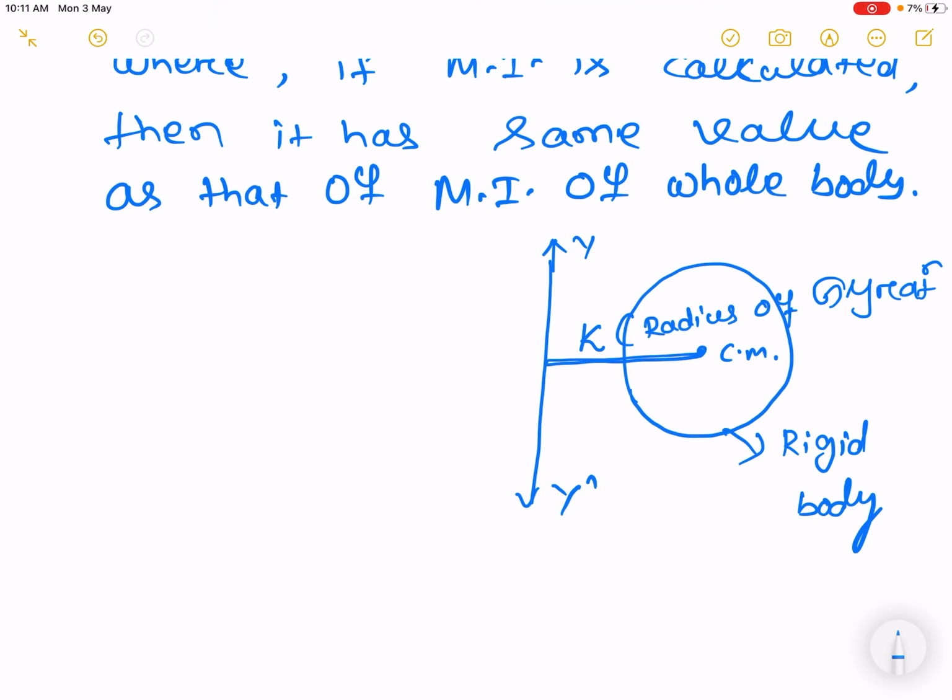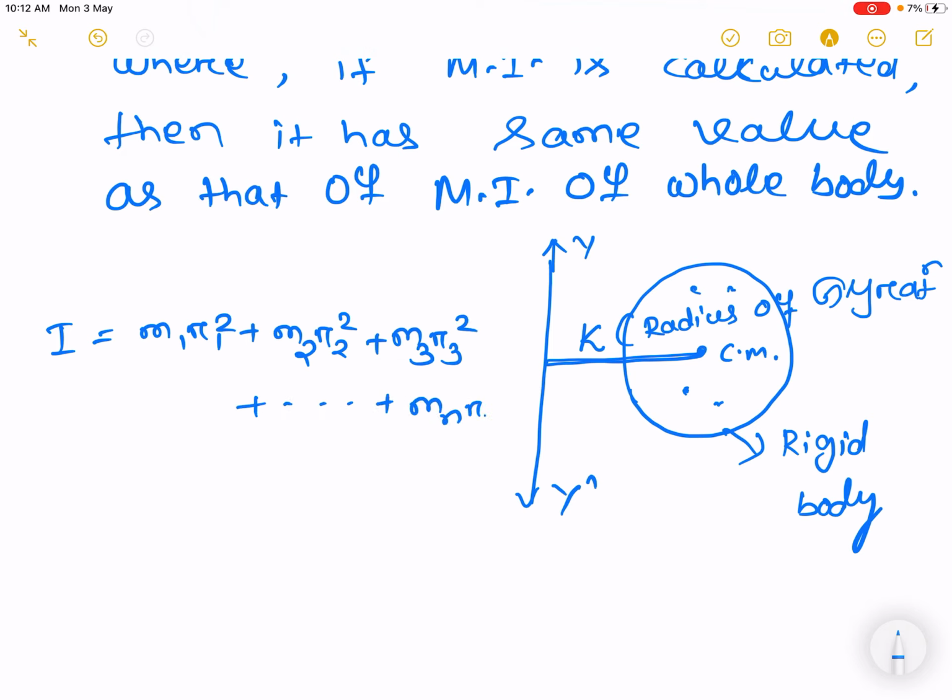Take the total body having a number of particles with masses m1, m2, m3, up to mn. Then the formula to calculate the moment of inertia is I equal to m1 r1 square plus m2 r2 square plus m3 r3 square plus dot dot mn rn square.